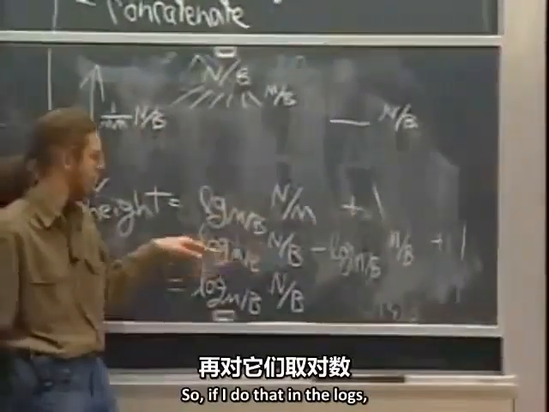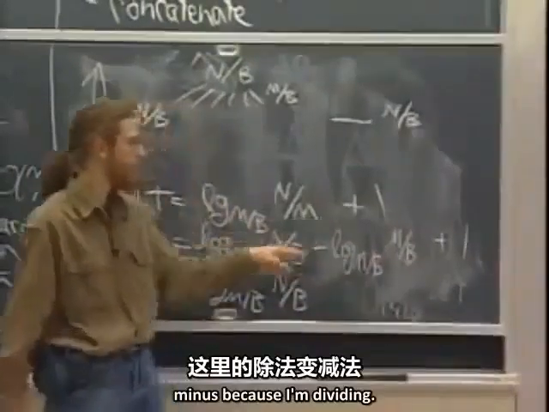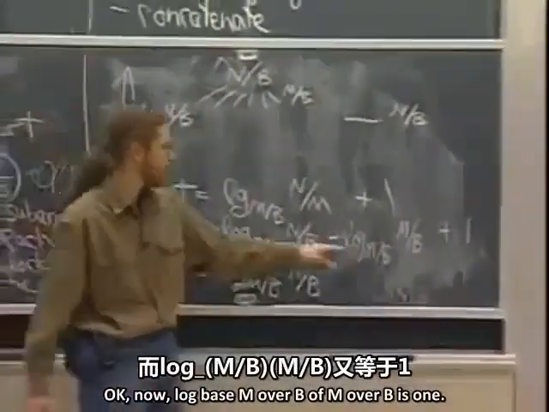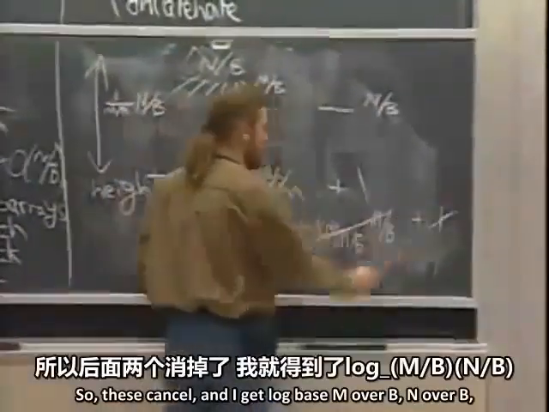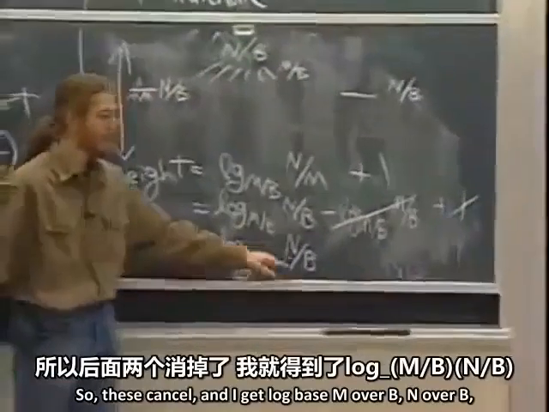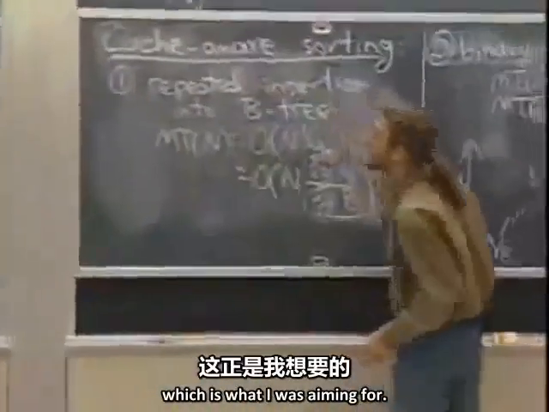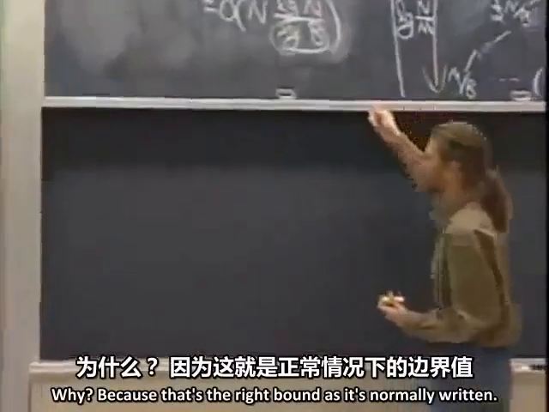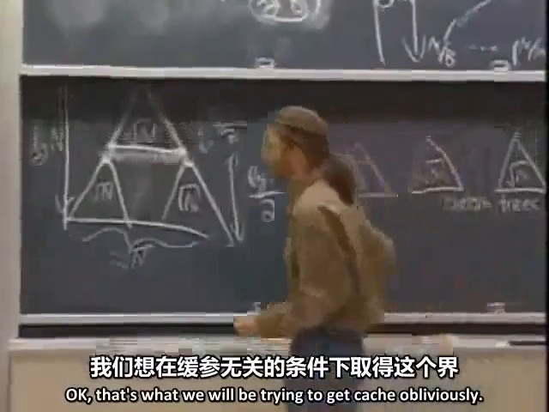So if I do that in the logs, I get log of N over B minus log of M over B, minus because I'm dividing. Okay, now log base M over B of M over B is 1. So these cancel. And I get log base M over B of N over B, which is what I was aiming for. Why? Because that's the right bound. That's how it's normally written. And it's what we will be trying to get cache obliviously.